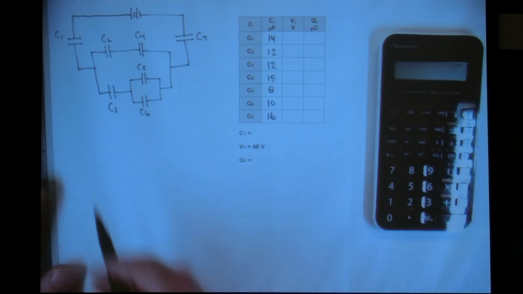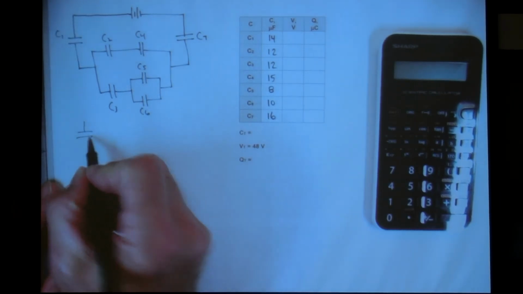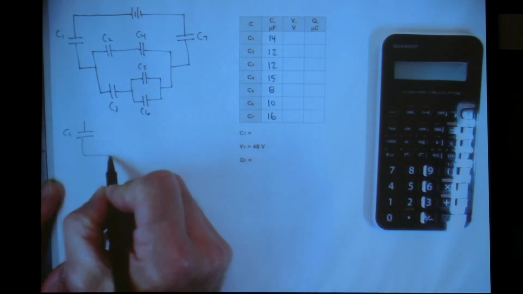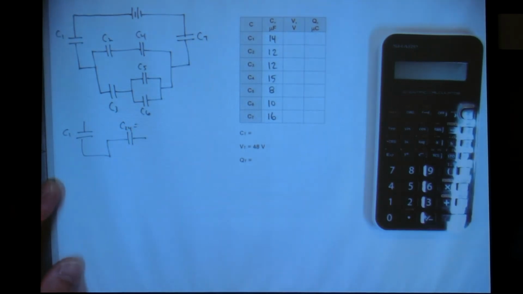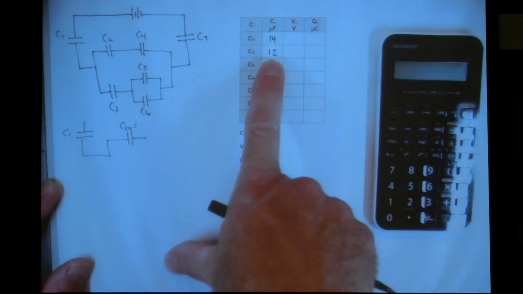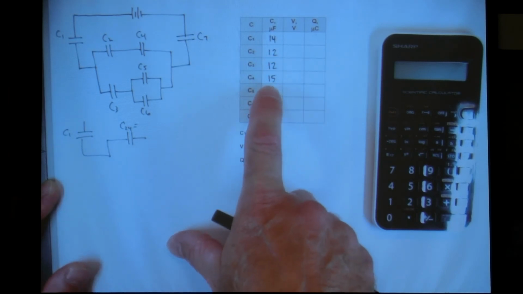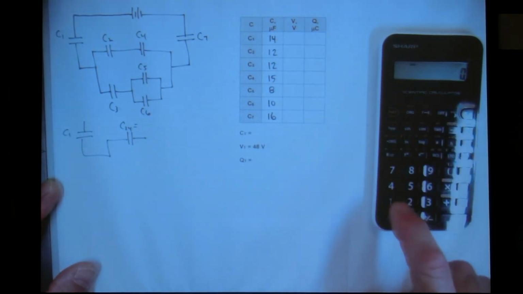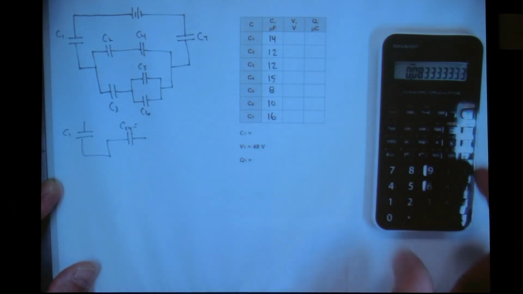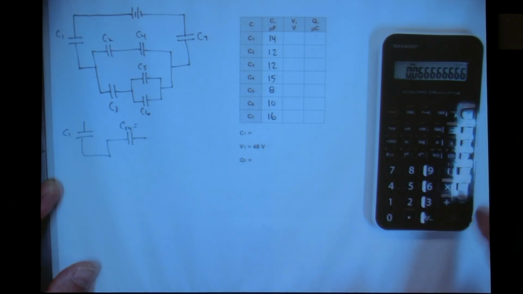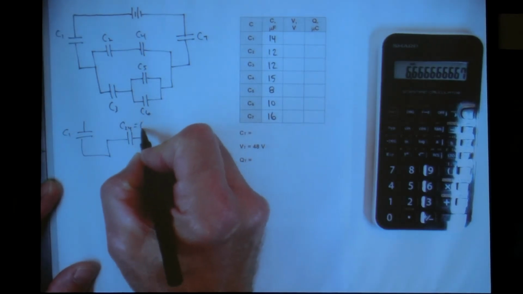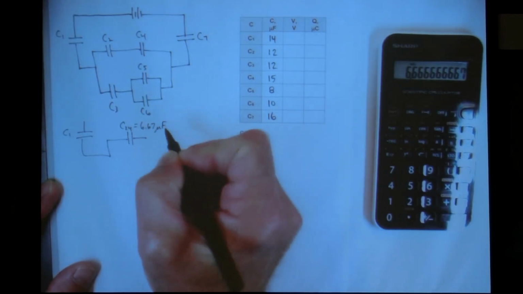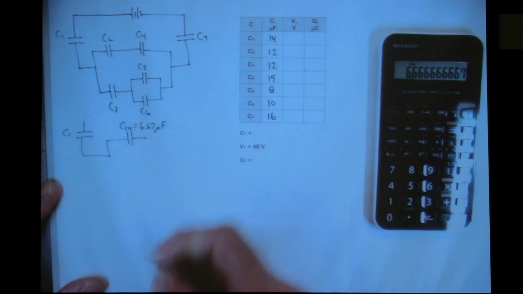So if we want to rewrite this circuit, I can keep C1 the way it is, and I can combine capacitors 2 and 4 in one step. Because they're in series, I add reciprocals. So I have a 12 microfarad capacitance and a 15 microfarad capacitance. 12 reciprocal plus 15 reciprocal gives me 0.15. Hit reciprocal, that's 6.67. And that's in microfarads because that's the unit that we're using.